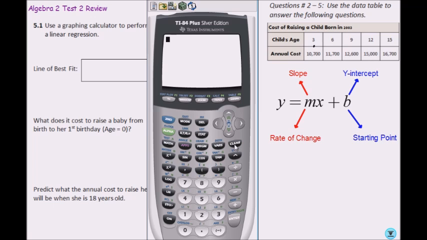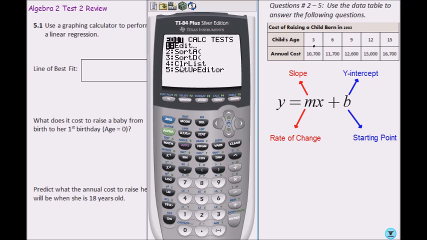Alright, so now that you've got your calculator cleared, we want to take the information that's in this table and get it into the calculator. So we're going to go to Stat. Stat stands for statistics. And by the way, if you feel like I'm going too fast, you may want to pause the video to make sure that you can catch up with where I am. That's one of the advantages of the video, you can pause and rewind.